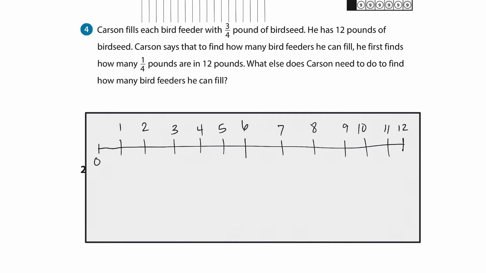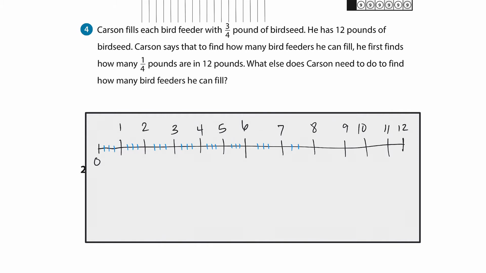What we need to do is, it says that he first finds out how many 1/4 there are in 12 pounds. So that means for each 1 whole, for each one of these, I'm going to put fourths. With that one, I'm actually going to color these blue. 1, 2, 3, and then the whole number denotes a fourth. 1, 2, 3, 1, 2, 3, 1, 2, 3. Okay, and we'll do that.